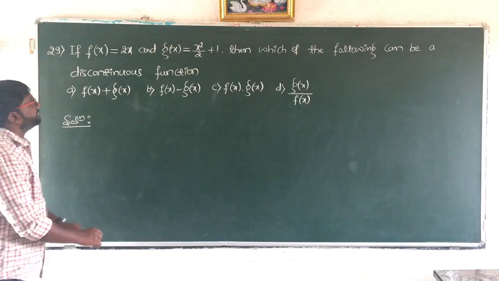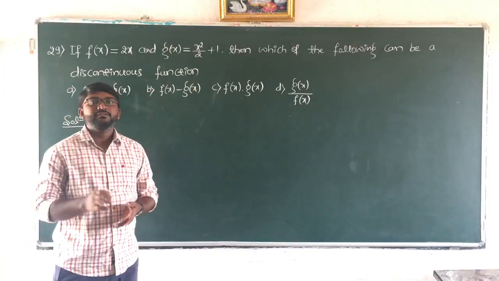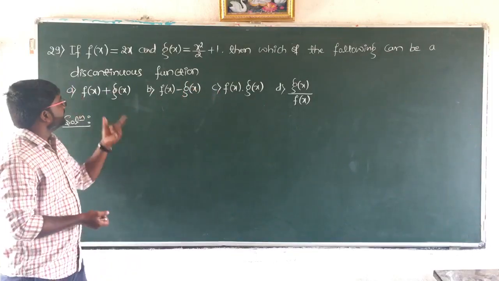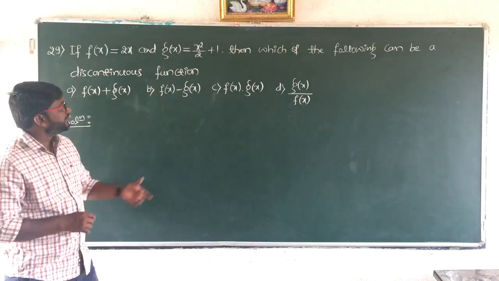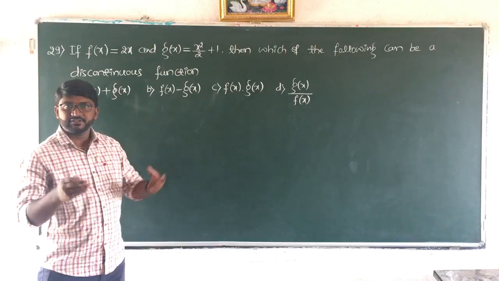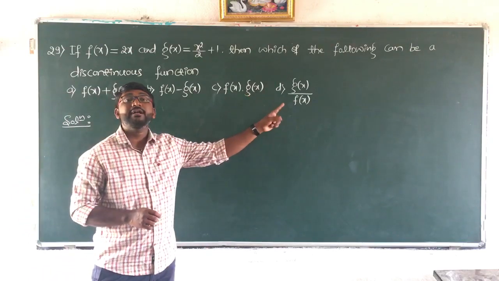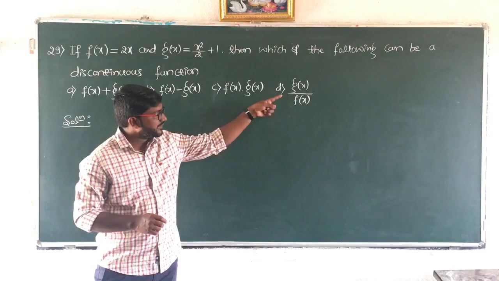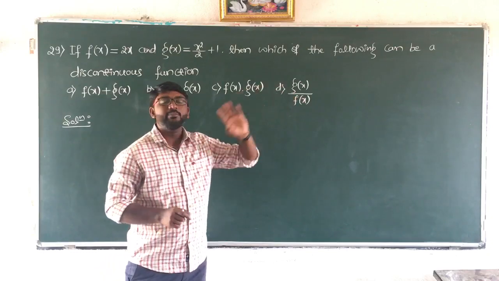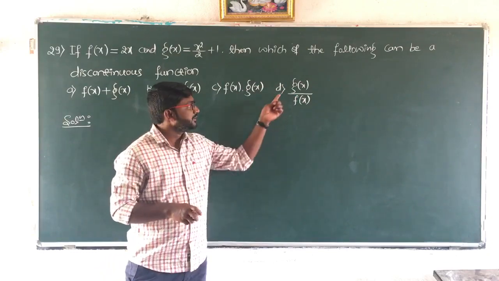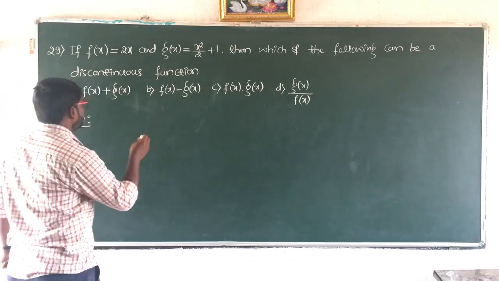So here f of x and g of x both are continuous functions. In the theory classes we have studied that the sum of two continuous functions is a continuous function, the difference of two continuous functions is a continuous function, and the multiplication of two continuous functions is a continuous function. Division of two continuous functions is a continuous function, provided the denominator is not equal to 0. So here, let us consider option 4 by the trial and error method.